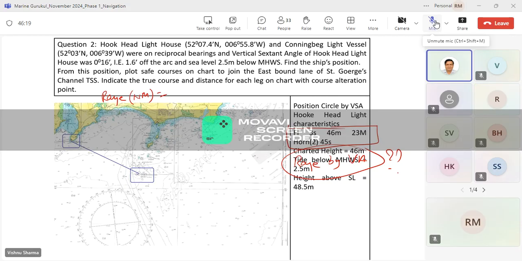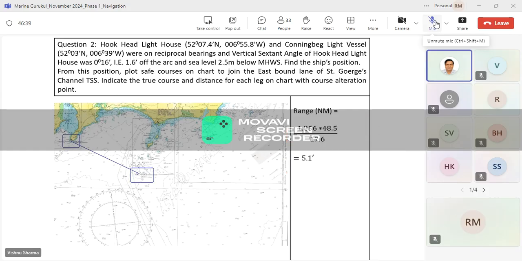Vertical sextant angle 0 degrees 16 minutes. Index error 1.6 minutes of arc. So vertical angle will be 0 degrees 17.6 minutes, which needs to be converted to minutes because height has to be in meters and theta has to be in minutes. And now you can put these in the formula and you get 5.1 miles. Yes or no, beta? Correct? Yes, sir. Correct.